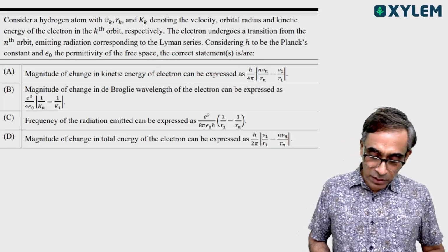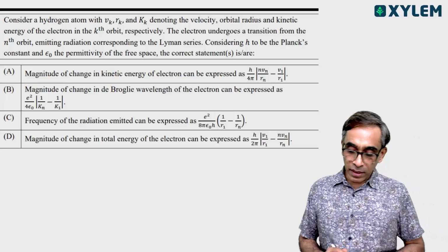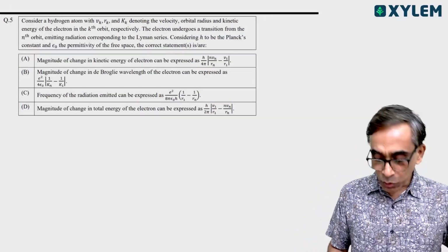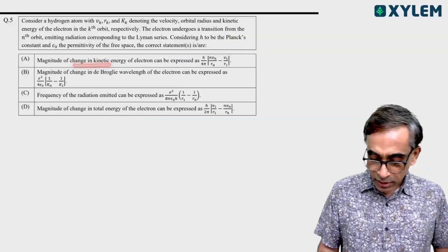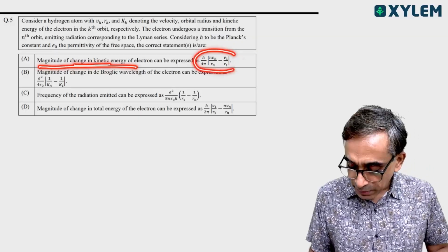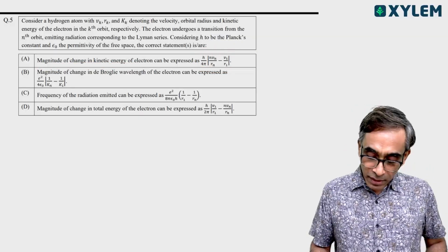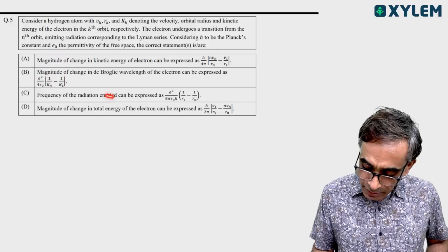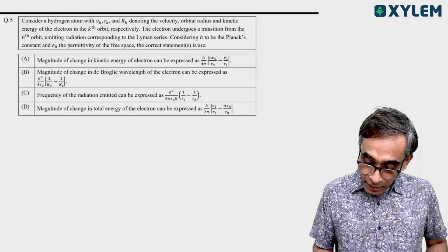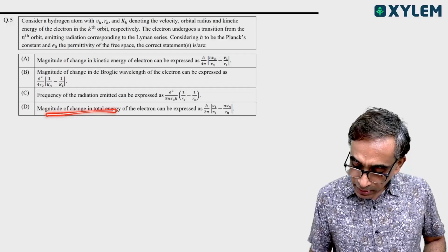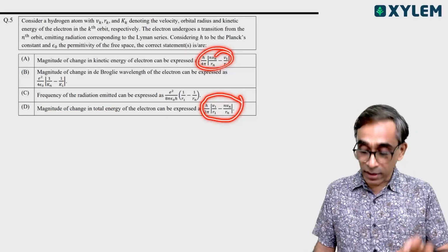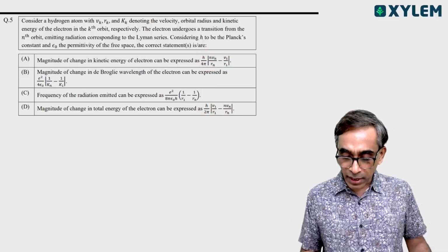h is Planck's constant, epsilon 0 is permittivity. Which is the correct statement? Look at each statement: we already know the equation for kinetic energy. They want the change in kinetic energy, but the equation is a bit different. We know de Broglie wavelength and frequency, but the equations are different. Magnitude of change in total energy: this is relatable. Kinetic energy and total energy should be related, but we have to derive these equations.